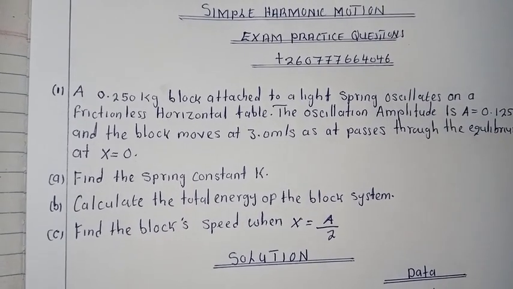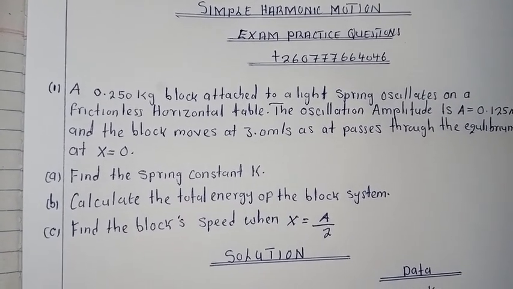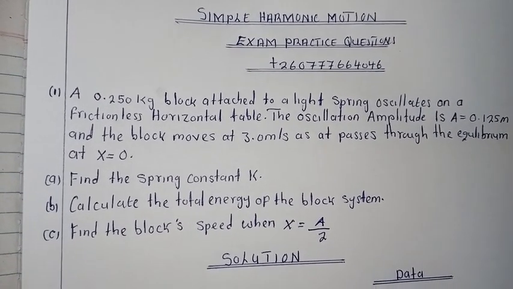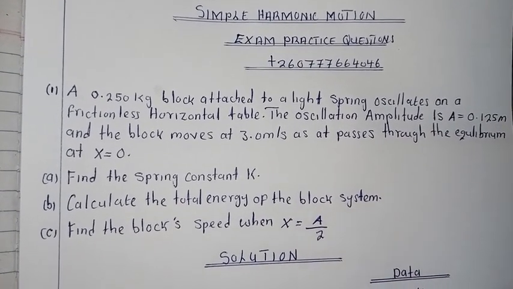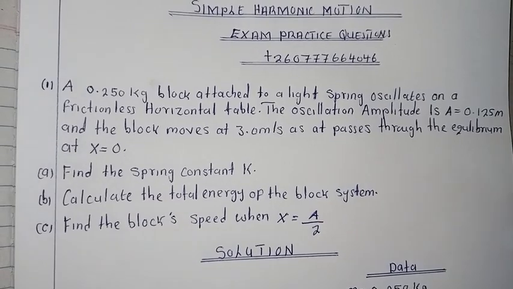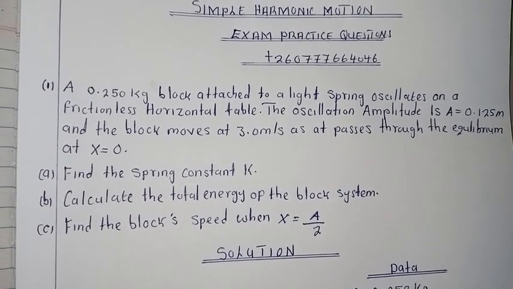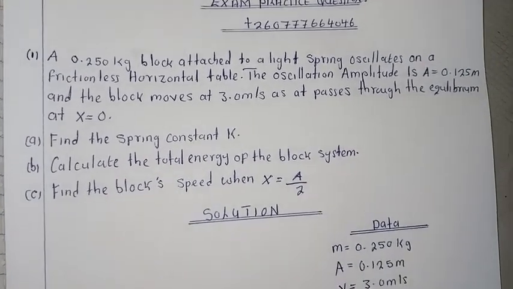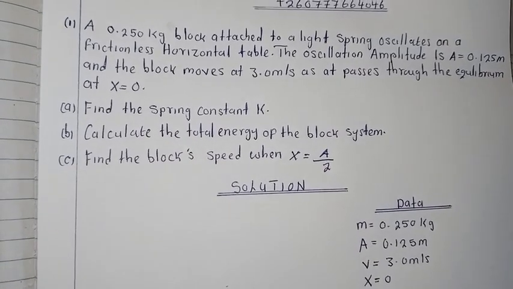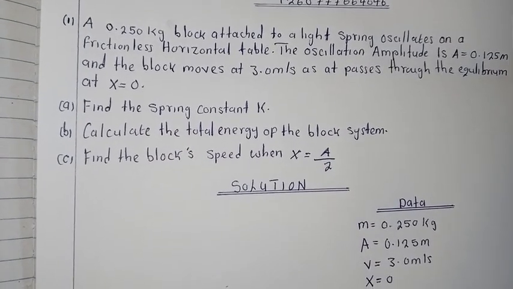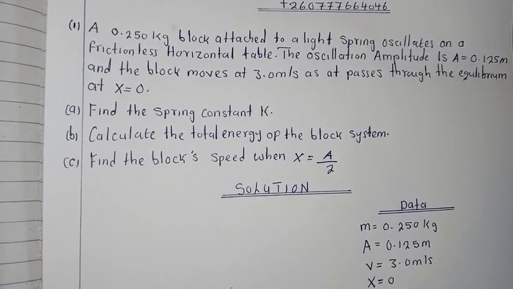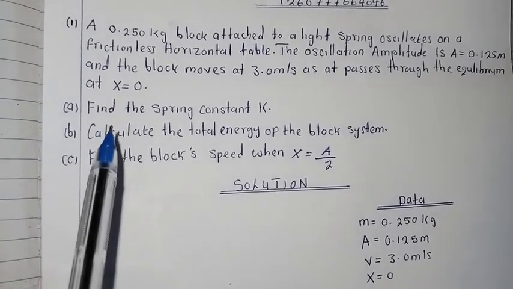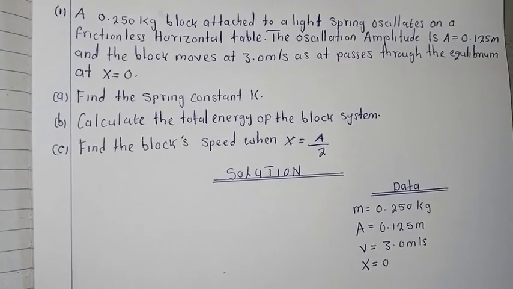So we have a very interesting question on simple harmonic motion, and the question, of course, is here, you're able to read. But then let's get into our usual business of solving this question. So we have the data here. I've already highlighted the data, and the only thing that we have to do is simply to solve this question. So the first question is asking us to find the spring constant K.